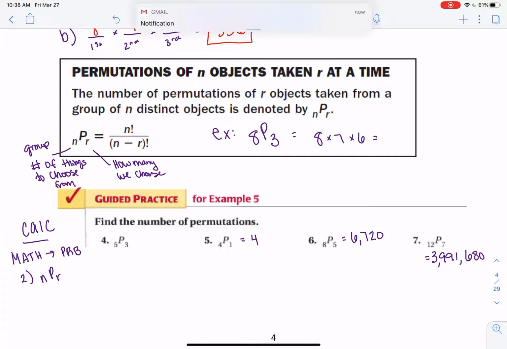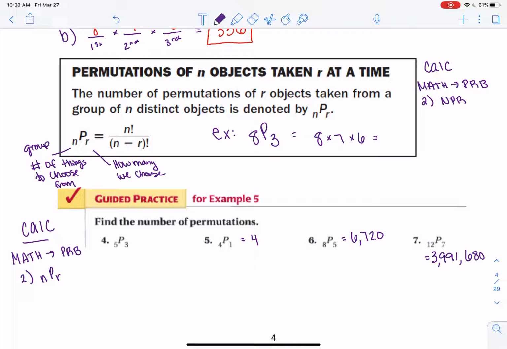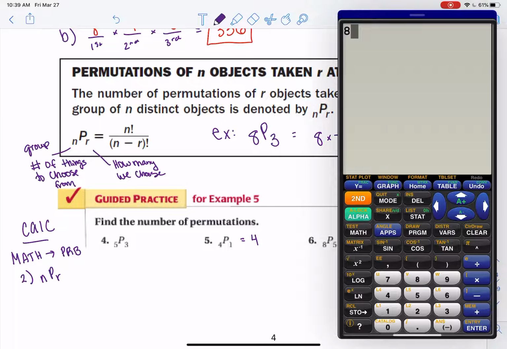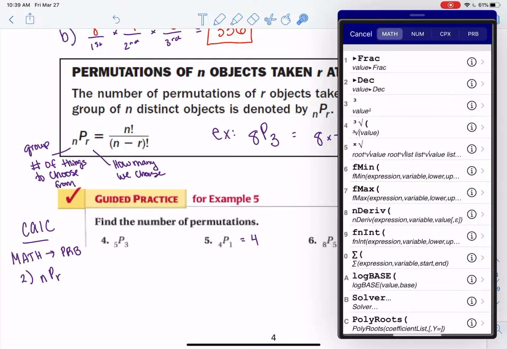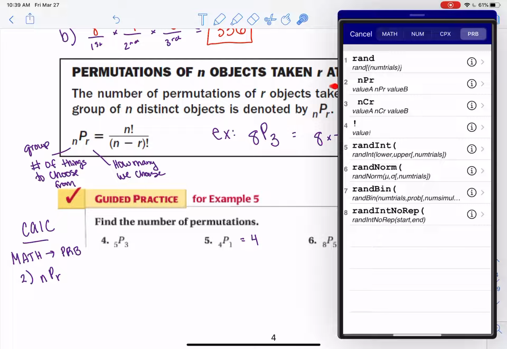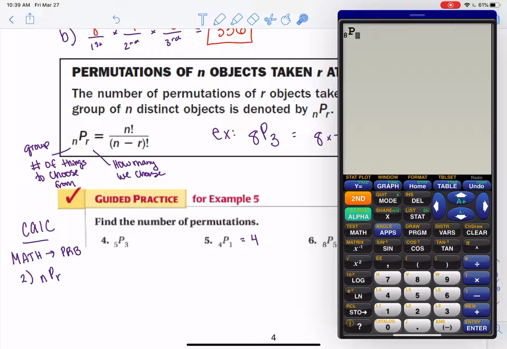So let's say I had 8 groups and I was going to choose 3 of them. That's the same thing as 8 times 7 times 6. But in our calculator, and this is important, we're going to go back to the math function, over to probability, and I believe it's the second one down, and you'll see an nPr. So let's do 8P3. I click 8, click the math button, over to probability, the second one down, and then I'll click 3. So our answer here is 336.